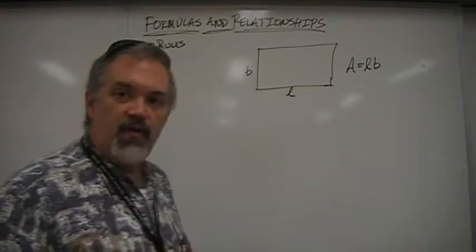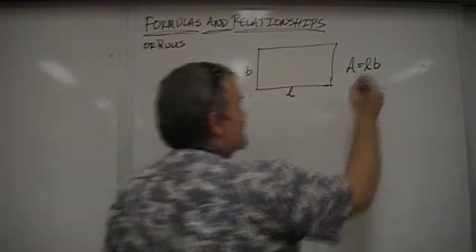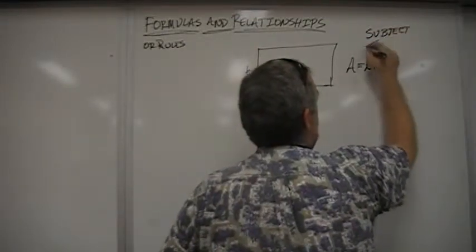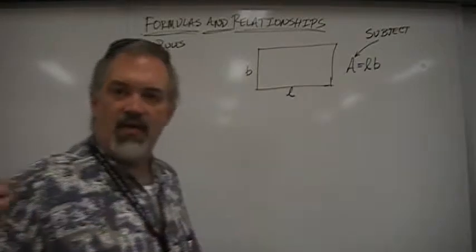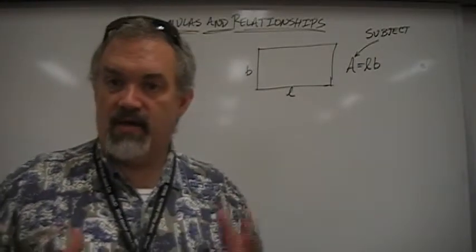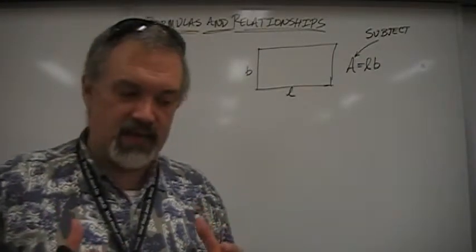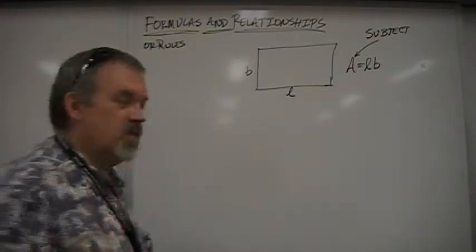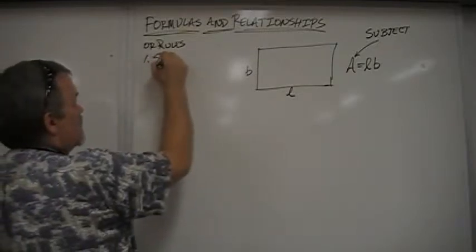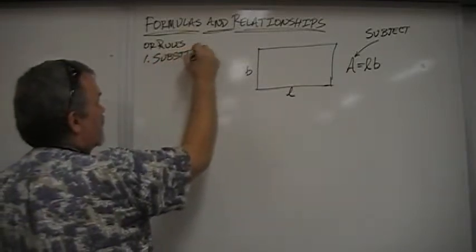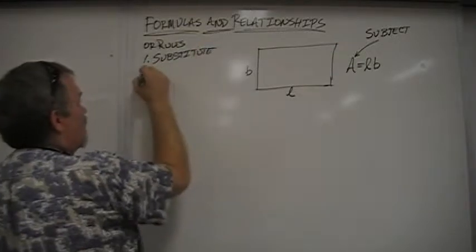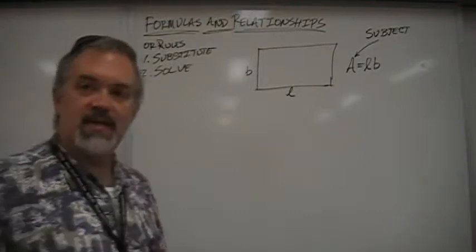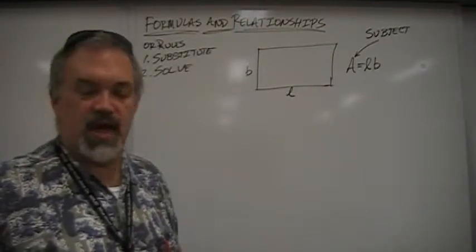Whenever we have a formula or a rule, we typically have a subject. And the subject of the formula or rule is the pronumeral that sits by itself on one side, usually the left side of the equation. That's called the subject. And in order to use a formula, we do two things. Number one, we substitute everything that we know, and then we solve. Sometimes the solving isn't really difficult to do, sometimes it's a little more challenging.